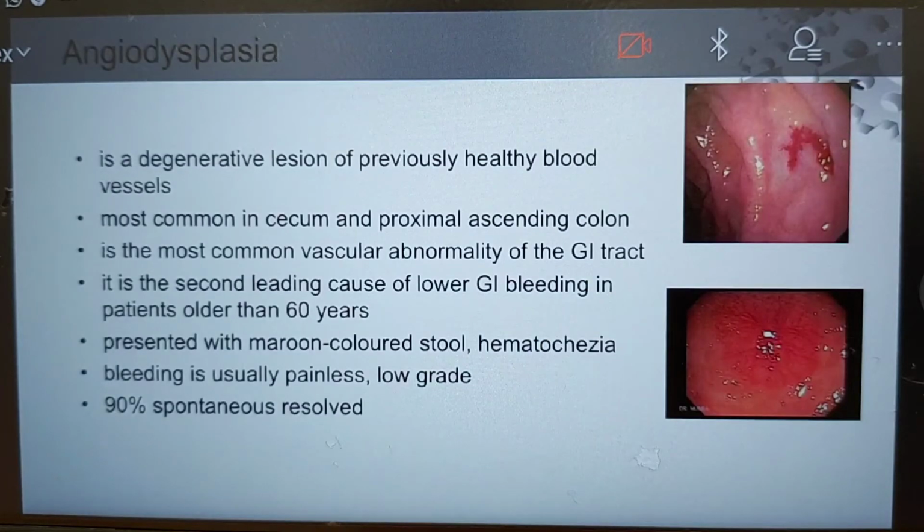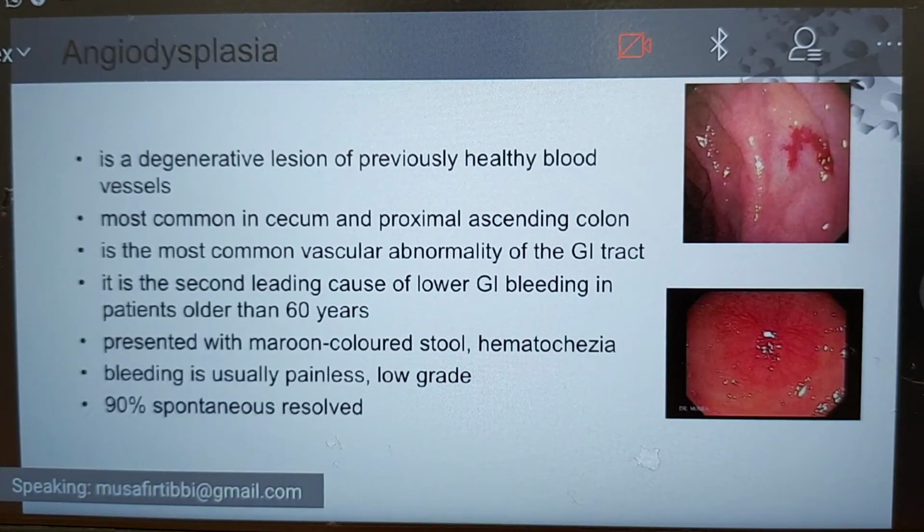Then the second cause here is angiodysplasia, which is a degenerative lesion of previously healthy blood vessels, and more commonly occurs in the cecum and also the proximal ascending colon. It is the most common vascular abnormality of the GI tract, followed by diverticular disease. It is the second leading cause of lower GI bleed in patients older than 60 years old.